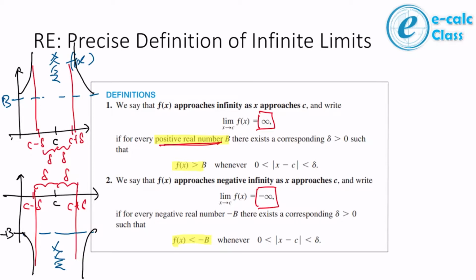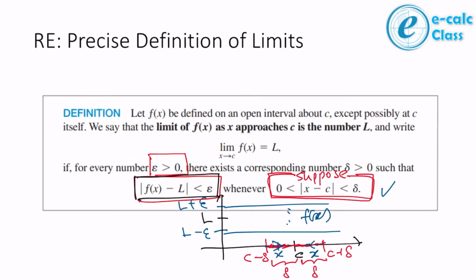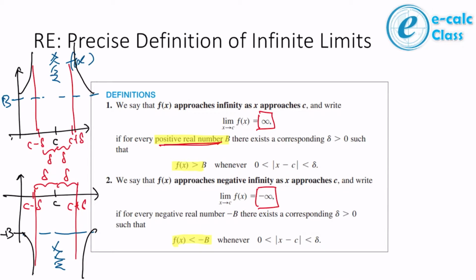I choose positive real number b because my L is positive infinity. Oh, I forgot. Sorry. And my f of x is 1 over absolute value of x. I got too excited seeing the absolute value. Anyway, because it is positive infinity, I choose positive real number b. If it is negative infinity, then I would have to choose negative real number, negative b. Okay?